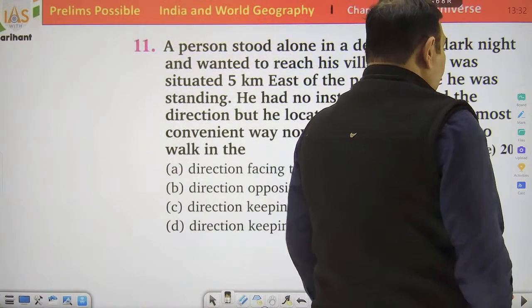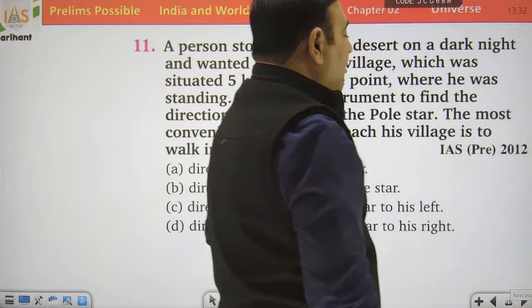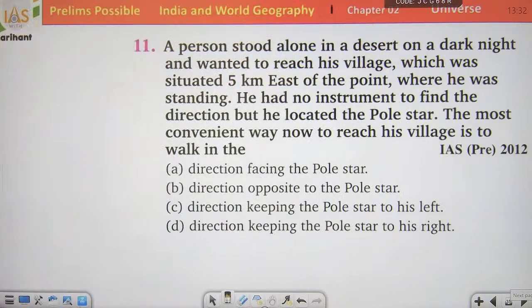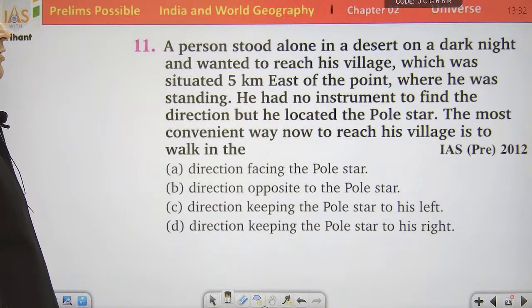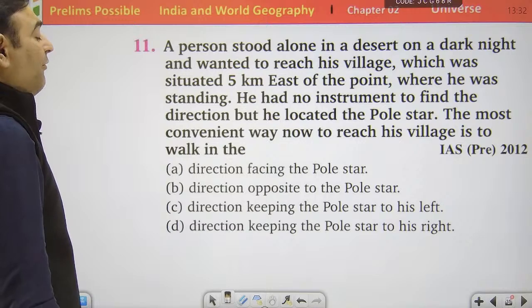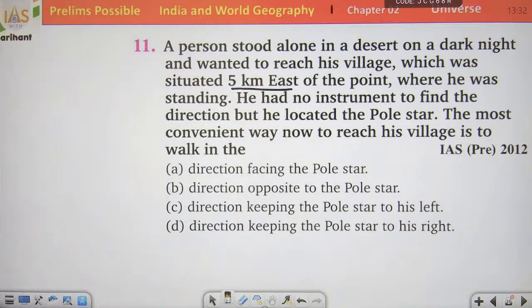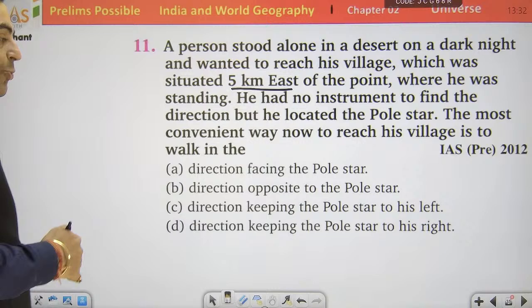Okay. Very common question. What is it? A person stood alone in the desert on a dark night and wanted to reach his village, which was situated 5 kilometers east of the point where he was standing. He had no instruments to find the direction, but he located the pole star. The more convenient way to reach this village is to walk in the direction of, he has to go towards the east.